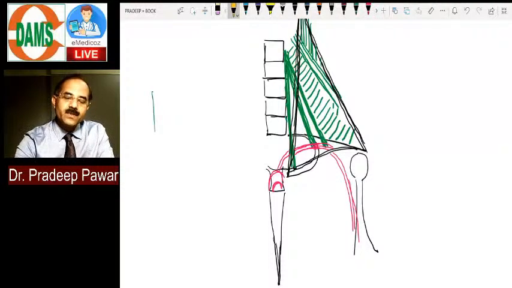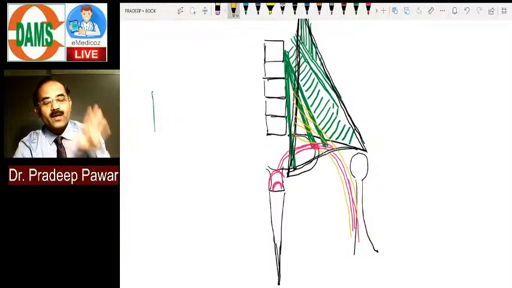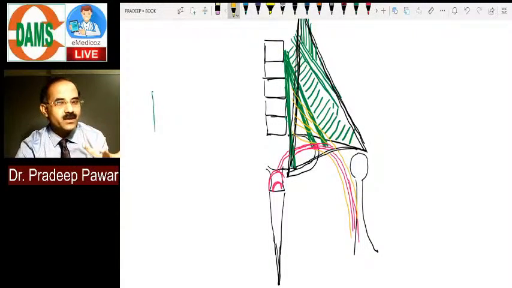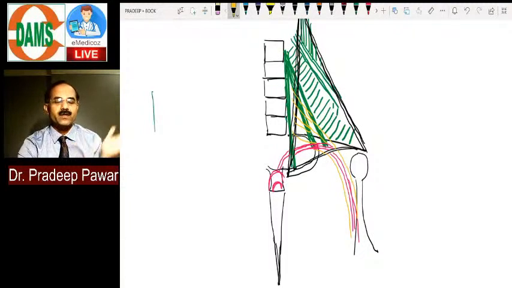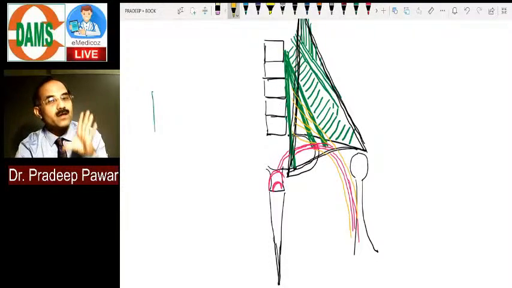Something else here. This is C5, C6, C7, C8 and T1, and that's the brachial plexus. That's how the brachial plexus comes down into the axilla. So what would this brachial plexus and subclavian artery form for the posterior triangle? Contents. Very good. So this brachial plexus and the subclavian artery are going to be the contents of the posterior triangle. You understanding this?